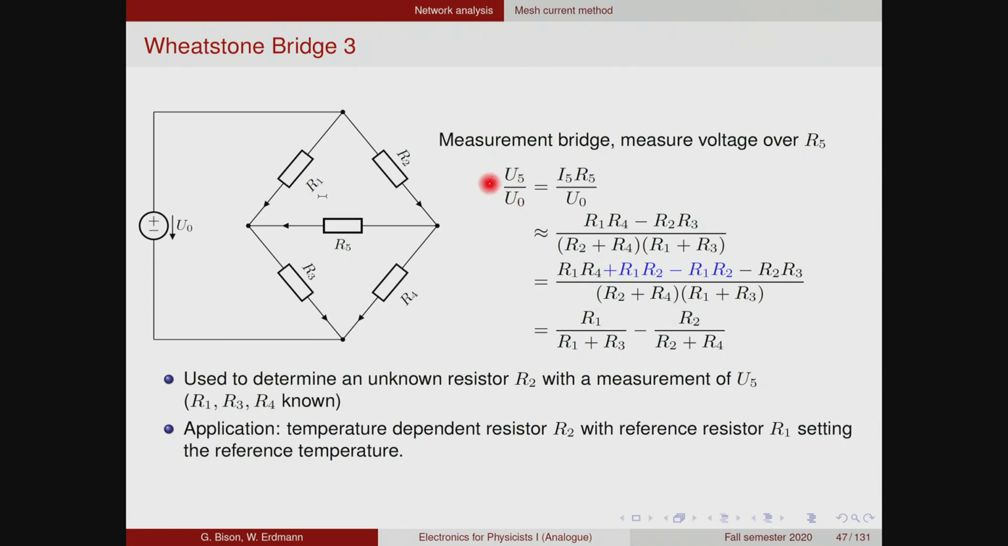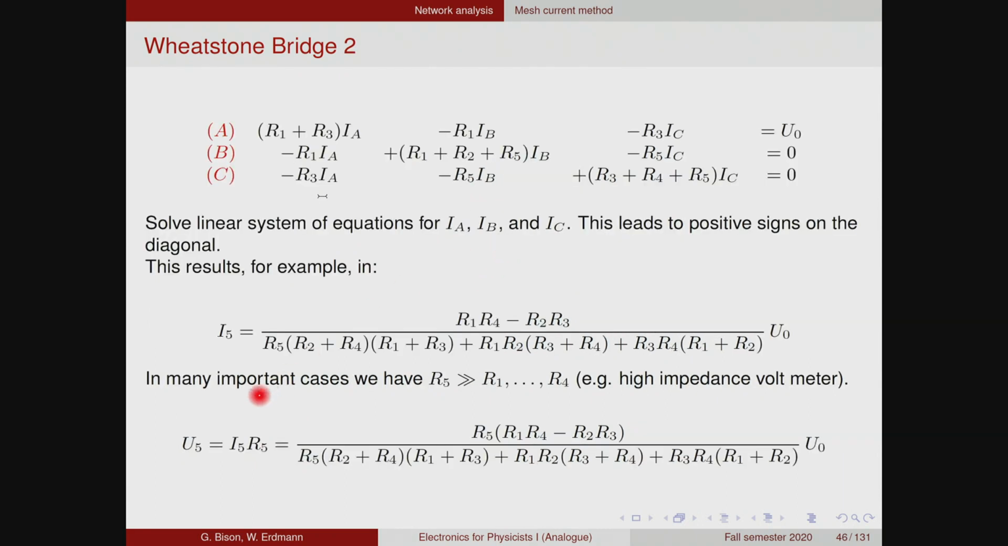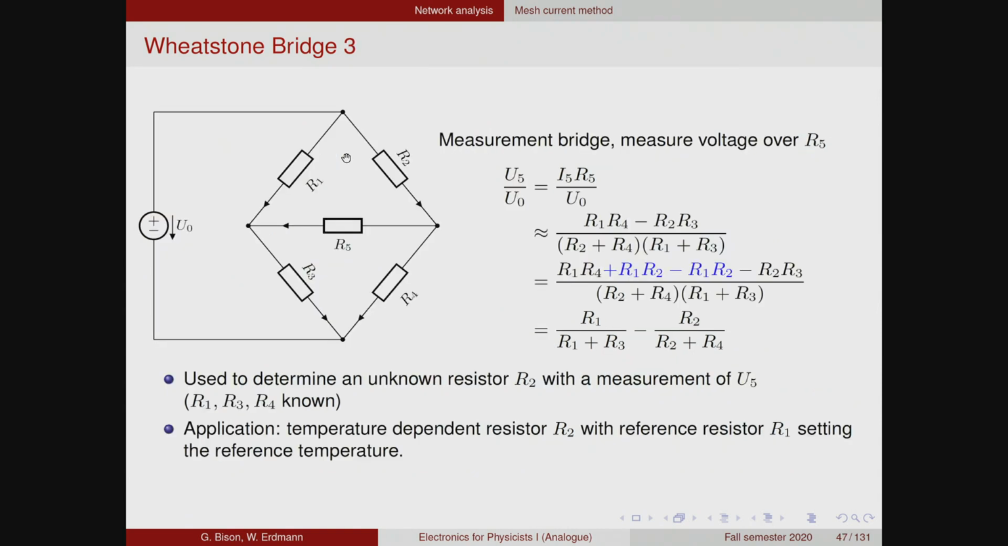So if we divide this voltage 5 that we've seen here, the voltage across resistor 5, by the supply voltage, then we get a nice expression, shown here. Using the approximation I just mentioned, it looks like this, and then we can extend this expression by adding and subtracting the same term here, and then it decomposes into this nice form. This is the form in which you use the Wheatstone bridge, but be aware this is an approximation. If your voltmeter here does not have a high input resistance, then this won't work, or it won't be as accurate as this formula suggests.